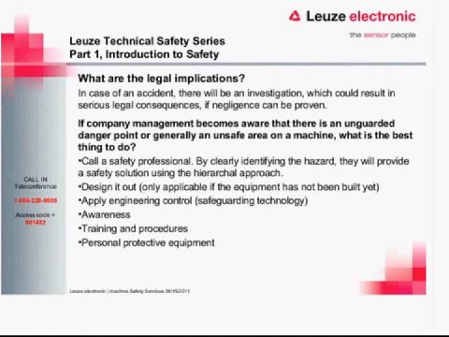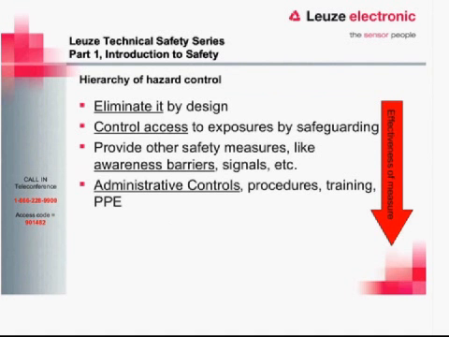Well, you can call a safety professional, clearly identify the hazard, get a safety solution, and use the hierarchical approach, which we'll see on the next slide. Designing it out is the best way to do it. Eliminating this hazard by design is obviously the best way we can go about this. Taking the hazard completely away and making it not even there anymore is the best way we can handle that.